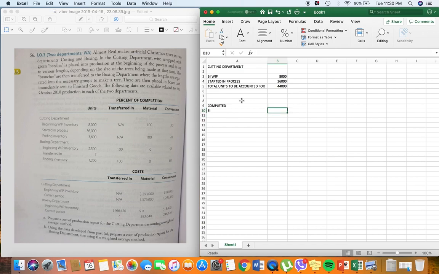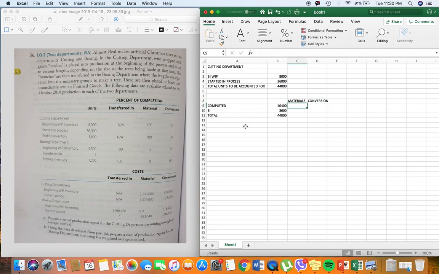Okay? So the ending inventory is equal to 3,600 units. And since the total units to be accounted for is equal to 44,000, when we deduct the ending inventory from the total number of units that we have in process, we have completed 40,400 units. These are the actual units completed. Okay? So, looking at the information given for Department 1, we have two cost components, our materials and also the conversion.